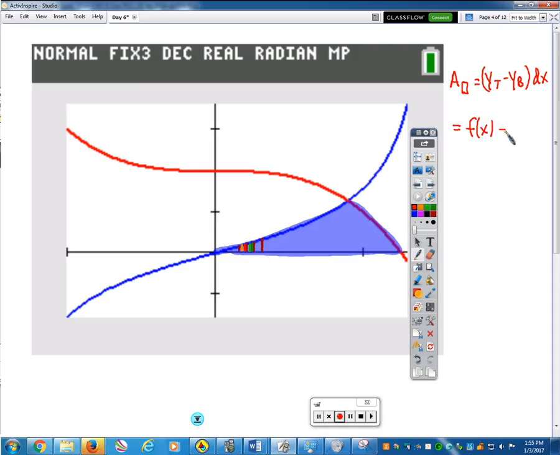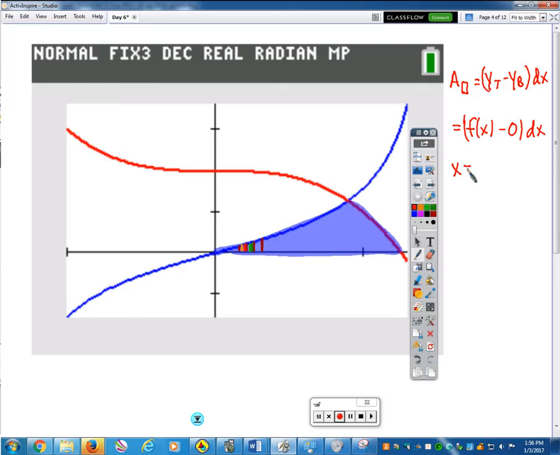subtract, what's the y coordinate at the bottom of each rectangle, Tara? It would be g of x. Wait, no, it's zero. Perfect. So this problem looked different than the previous, right? The y coordinate all along here is just always zero. So I would put subtract zero, multiply by dx, that will give me the area of any rectangle at whatever x-coordinate I choose.